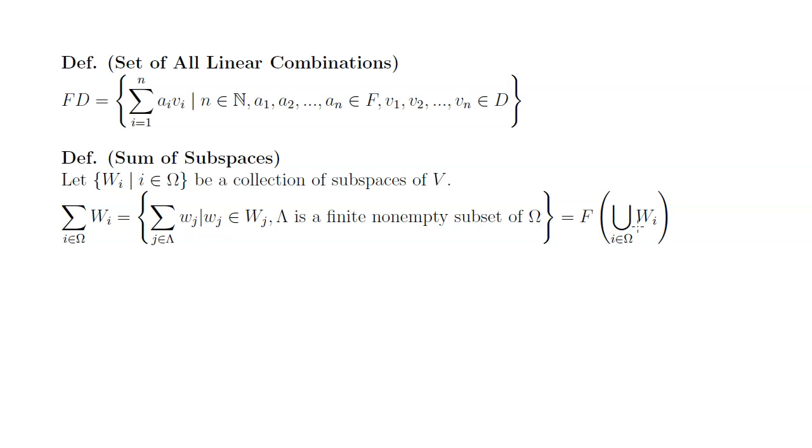So you can take any vectors from the W_i's and make a linear combination, and that linear combination is always going to be included in this set. So that's the definition of the sum of subspaces of a vector space V. That's it. I hope that this was clear.